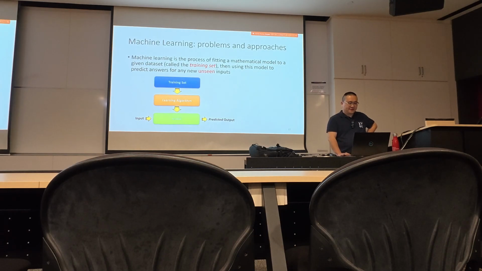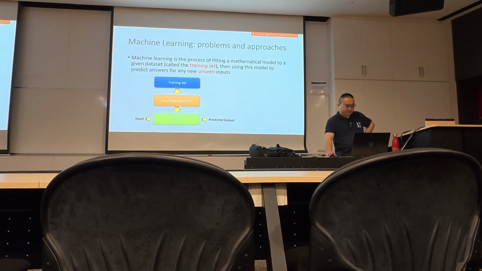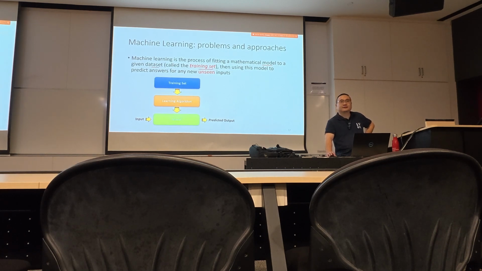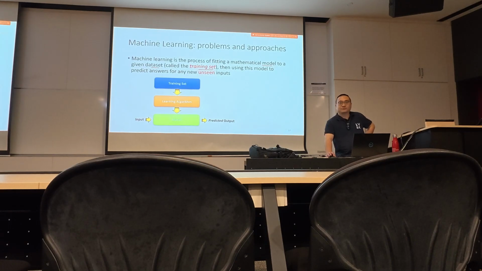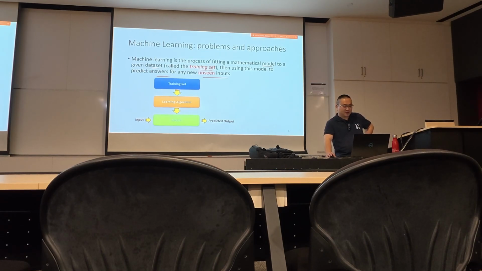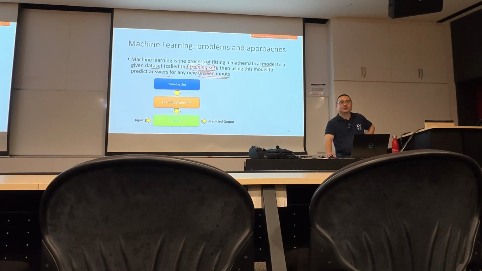And here's the basic idea of machine learning. In machine learning, what we do is that we want to fit a mathematical model to a given data set. And this data set is called the training set. So you need to train a model on the training data set. And then after the model is well trained, we will use the model to predict answers for any new and unseen input. So here you can see that after we train the model on the training set, we will let the model handle new inputs. And these inputs are not the same as those during the training stage.